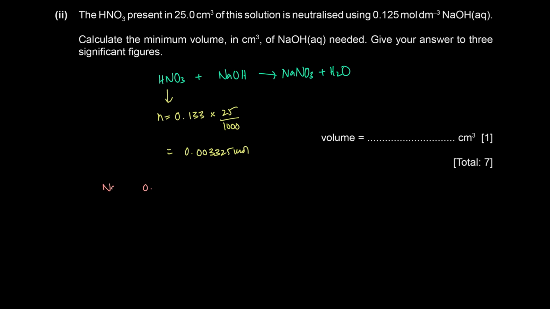So then that's obviously the same as the number of moles of NaOH. So for NaOH, the number of moles, 0.003325, is equal to the concentration, that's 0.125, times the volume, right? And we want it in centimeter cube, so let's just divide by 1,000 here. So what does that volume come out to? We get 3.325 divided by 0.125. The volume over here is 26.7 centimeter cube.